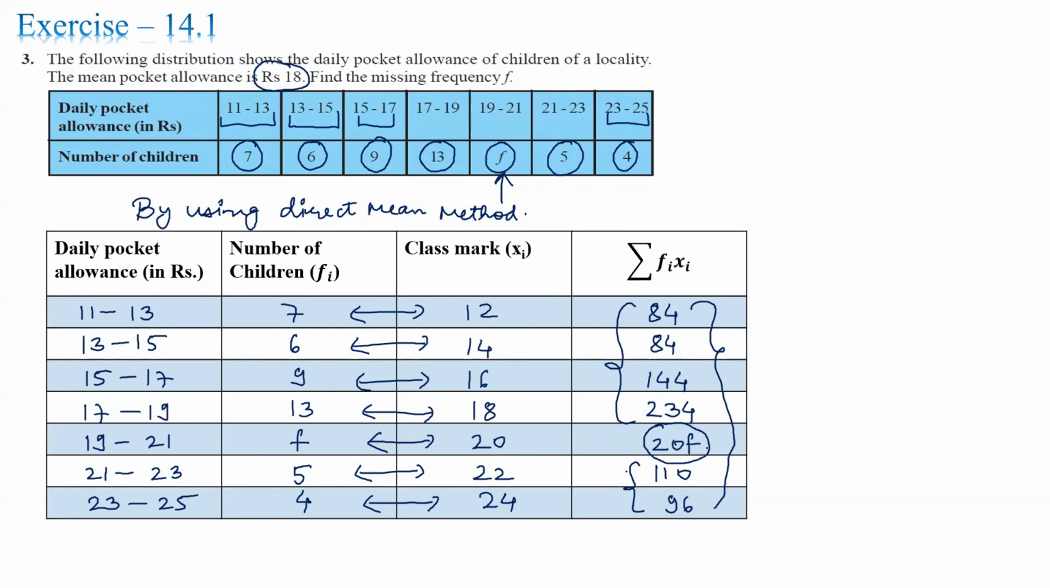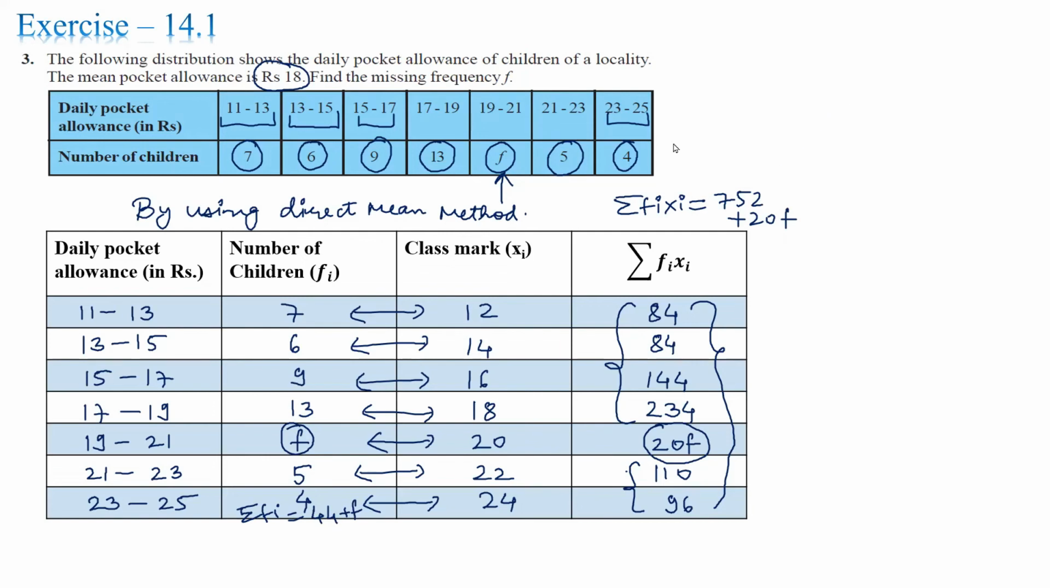Tell me what it comes. I'm writing it here. Summation of fi xi will come what? Tell me the addition. 752 plus 20f. Okay. 752 plus 20f it will come, and summation of fi, what it comes? Except this f, add all the values, keep this f as it is. 44 plus f. Okay, 44 plus f. So we have summation of fi and summation of fi xi both.